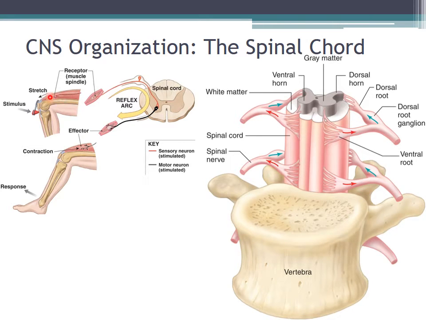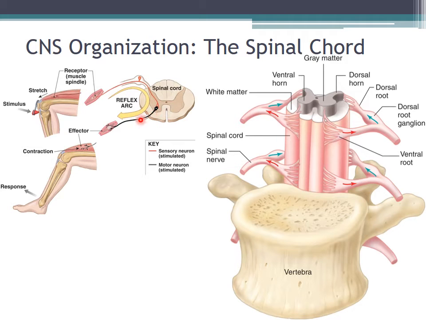When a muscle starts to lengthen too much, which is sort of what you're stimulating in this patellar reflex that you see here, when you tap the patellar tendon, it activates this receptor and makes it think that the muscle is stretching too much. The receptor will generate action potentials that will travel up through the dorsal root into the gray matter of the spinal cord, where this sensory neuron will synapse with a motor neuron that you see here in the ventral horn of the spinal cord.